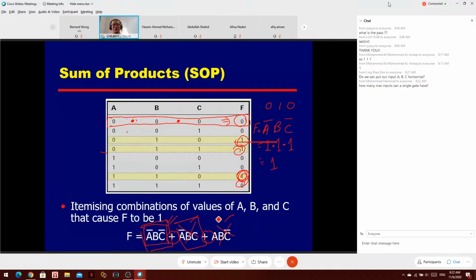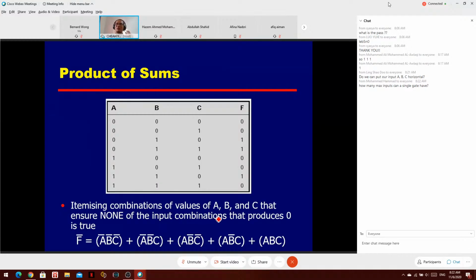Now, product of sums is a little bit more tricky. Why? Because we're going to look at the zeros. We pick out all the zeros.